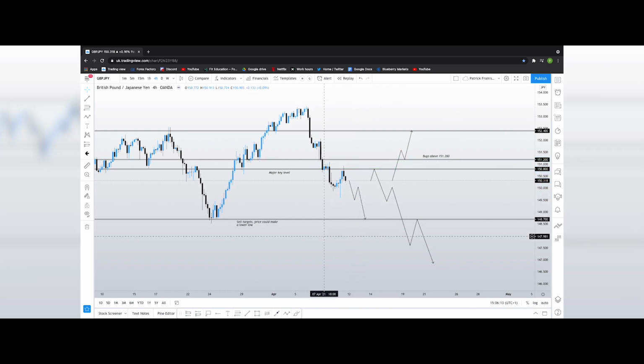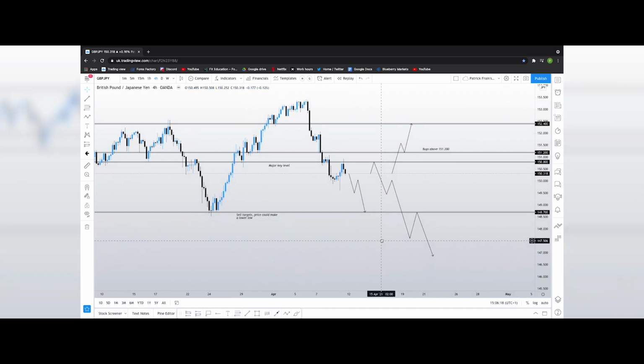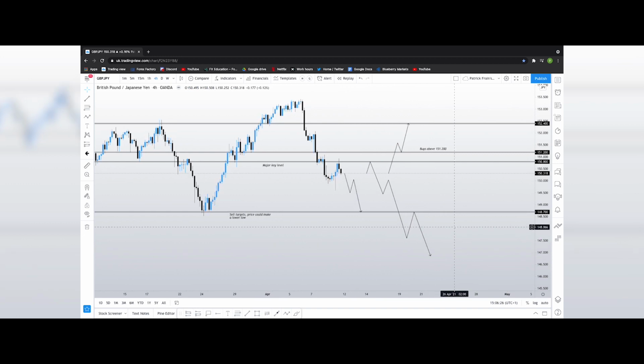So moving into next week, I will be looking for targets at this level here at 148.700. We do also have the potential to break this level, making lower lows. I will be looking for a retest and then a continuation to the downside. On the flip side of things, I will only be looking for buys above 151.200 with targets at 152.400.